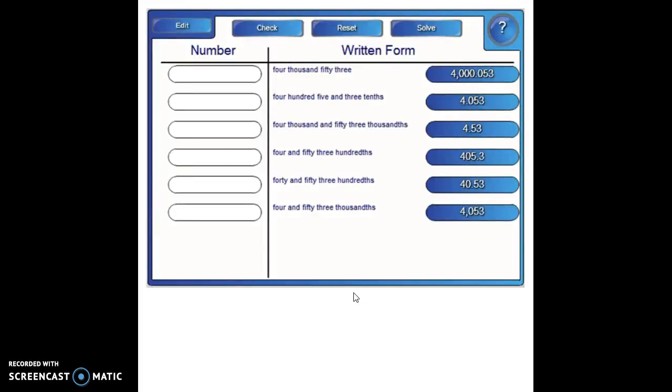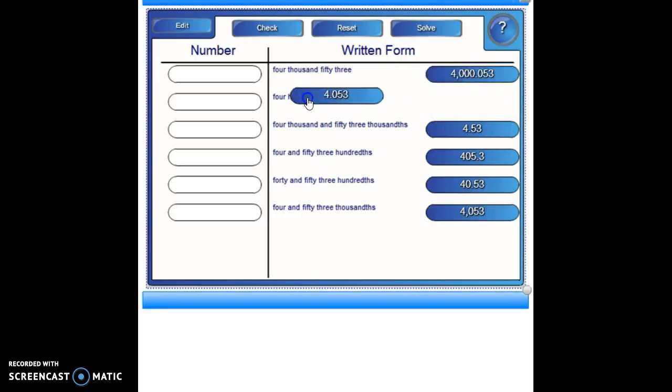So let's try to match up some of the written form with the actual digits. So let's look at this one, 4,053. You are going to have the opportunity to guess at each one of these before I show the answer. Well, that's a point. This is a point. This is a point. This is a point. This is a point. But this is a comma. So this is going to let me know that that one is 4,053.